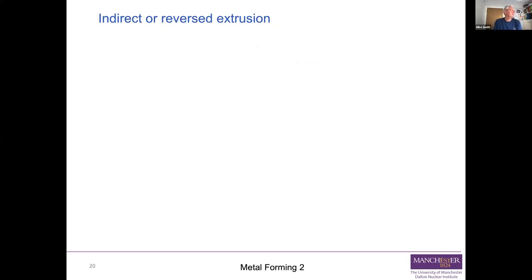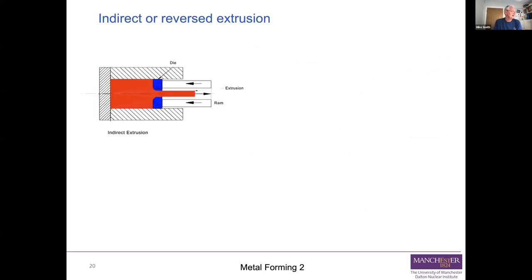Let's now have another look at indirect or reversed extrusion. So here we have indirect or reversed extrusion, where you can see this is a ram that's pushing a die into the chamber, and the extrude is coming out in the opposite direction to the ram. And the billet is not moving on average while you're doing it. The billet is just sitting there in the chamber until it starts to deform to go out through the die.